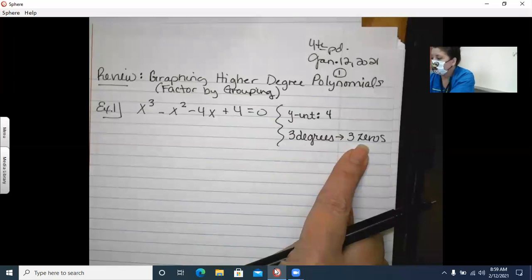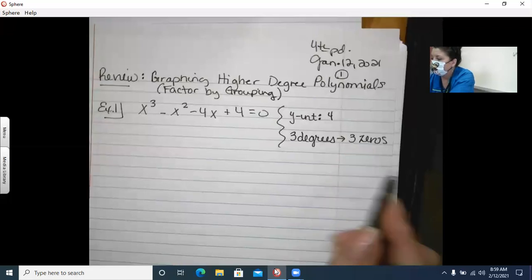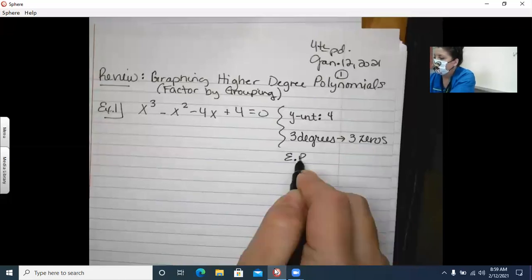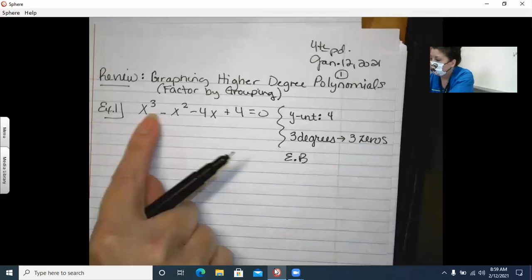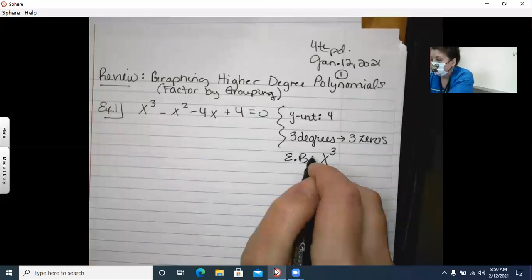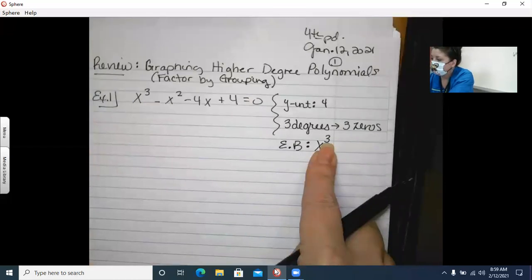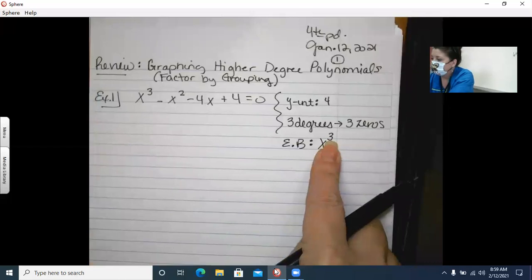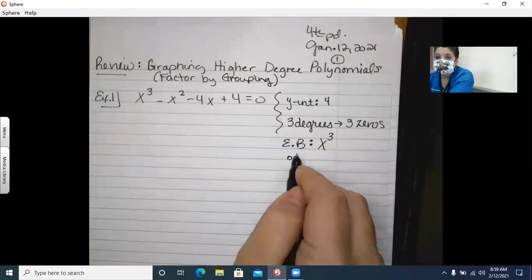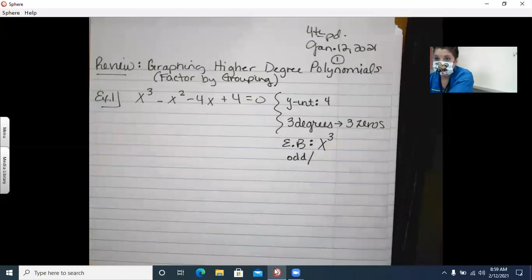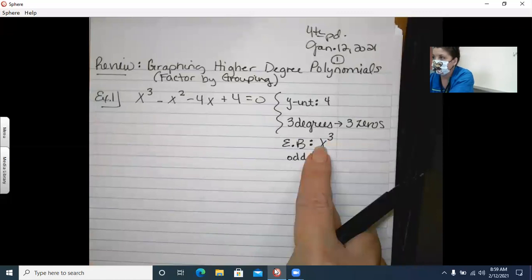And we also can just look at this problem and tell what our end behavior is. I'm going to call that EB. When in standard form, the very first term is the term that you look at. You look to see if the exponent is an odd number or an even number. In this case, it is an odd number. And you look at the coefficient to see if it's positive or negative. The coefficient is the number in front of x, and that's a +1. So it would be positive.